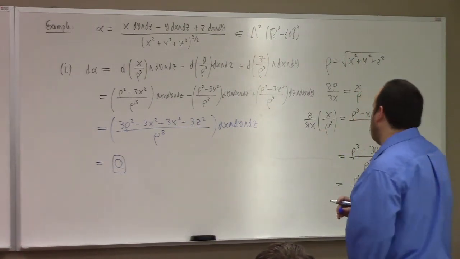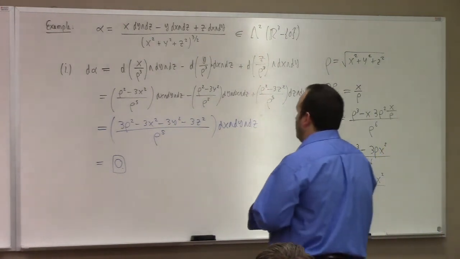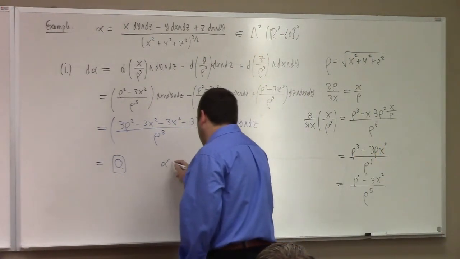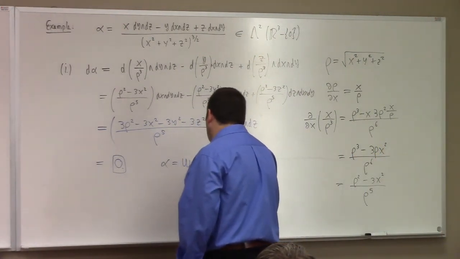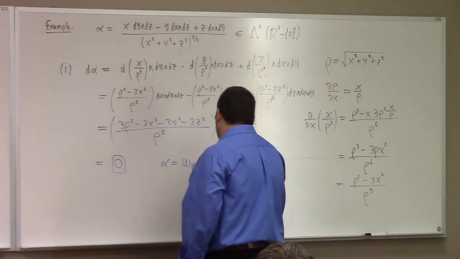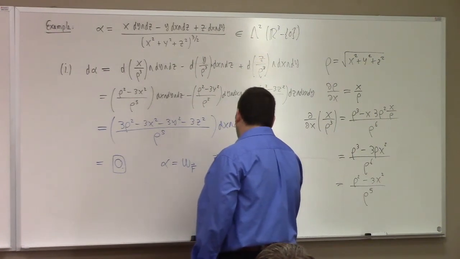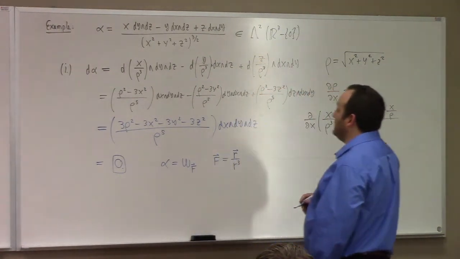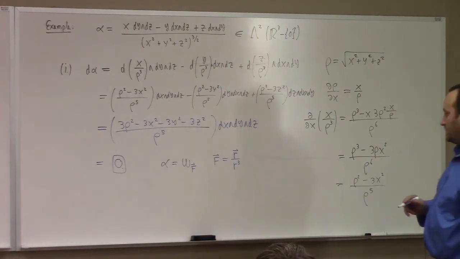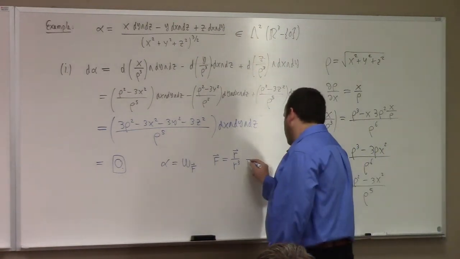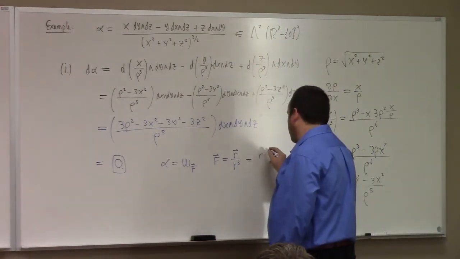Anyway, so you know what this is? This alpha, it is the work form of the force field F, where the force field is equal to what I usually call r vector divided by r cubed. It's the Coulomb field. This actually is the Coulomb field written as a differential form, a 2 form.